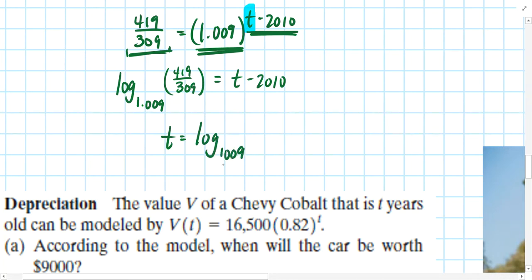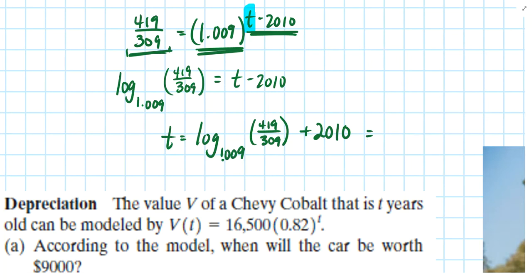This is a precise answer that would represent the time in which the population will reach 419 million. And I haven't even used a calculator at this point. However, if I do want the t value in terms of some decimal or an approximate answer technically, then now I can go to the calculator and I can evaluate this expression.